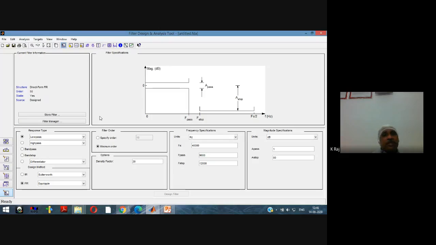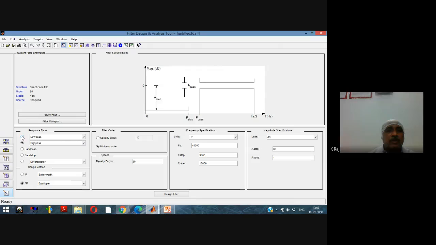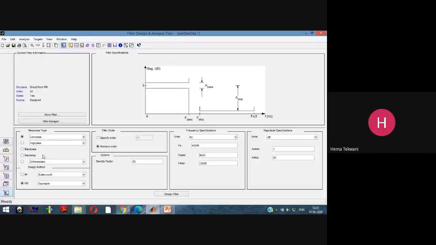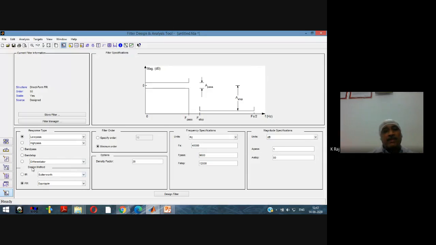Now for example, I'm giving you some glimpses of the designing. Say we are interested in designing a low pass filter. For that purpose, we have to select the low pass filter in the response type here. Then we will select the design method.